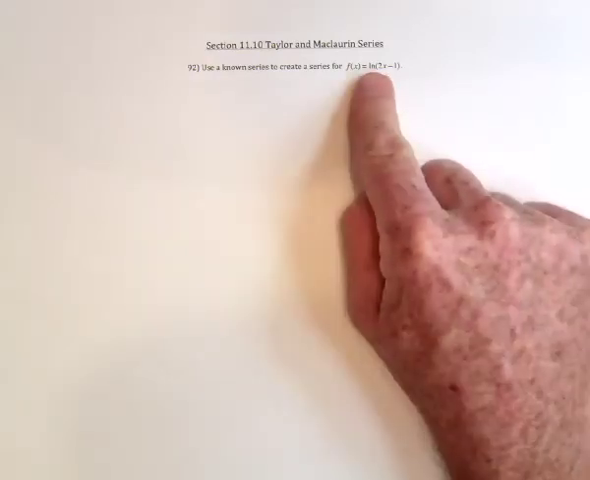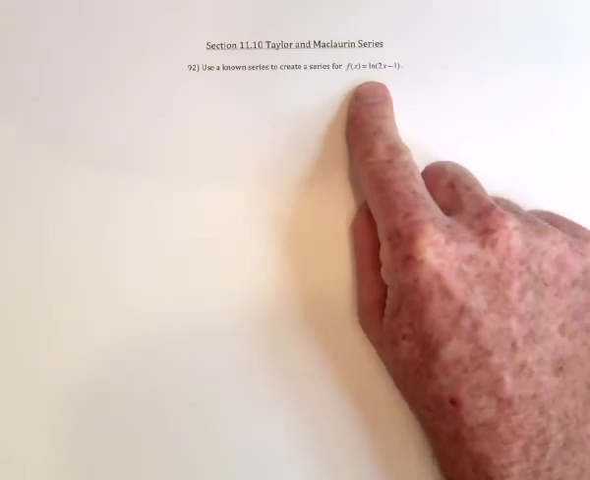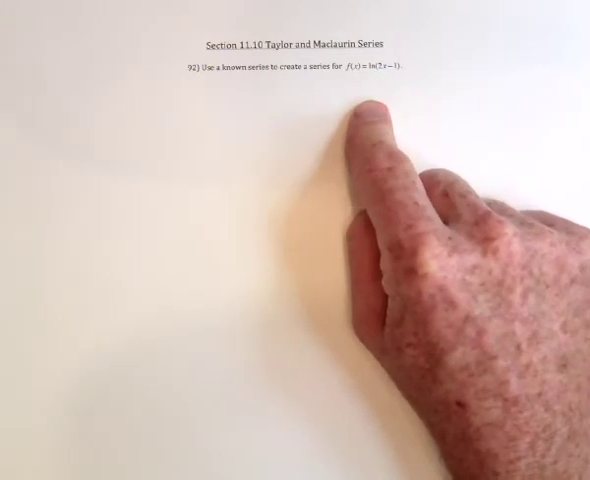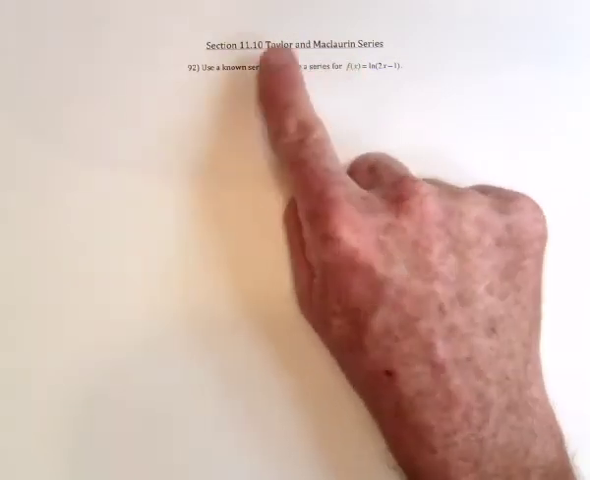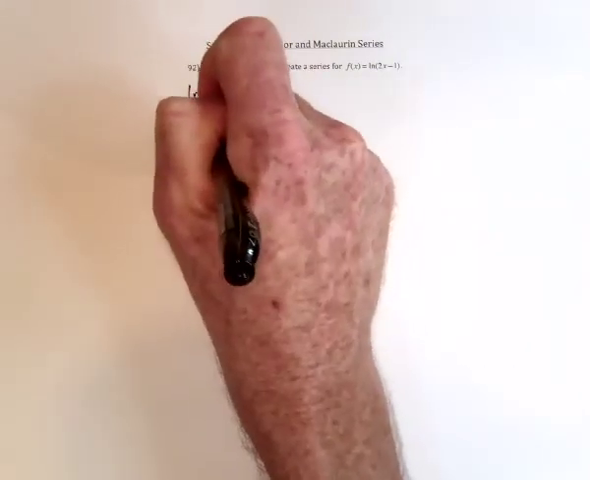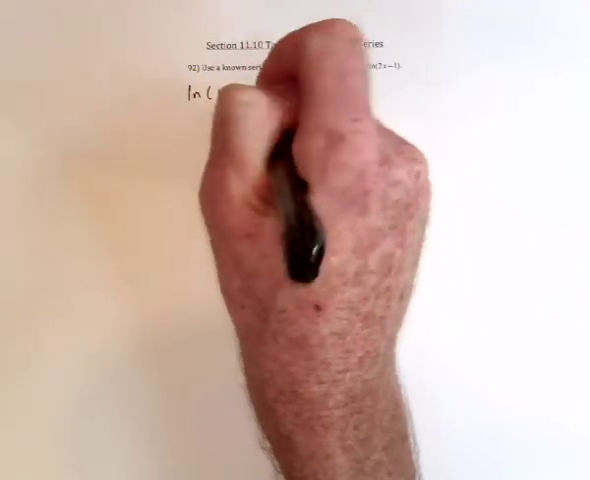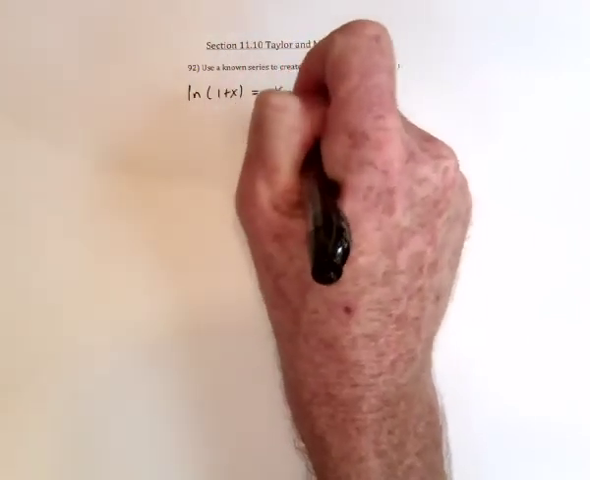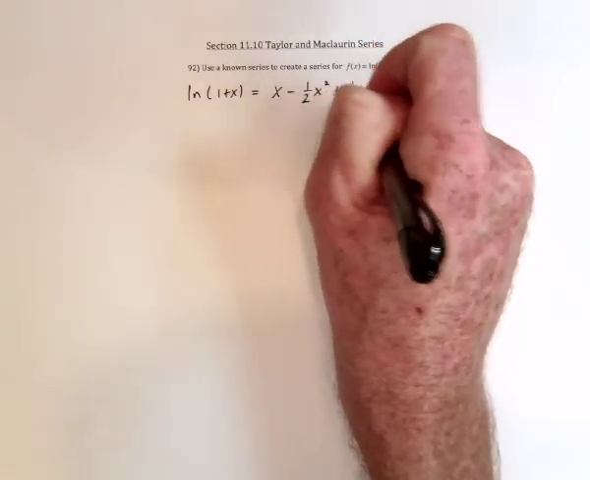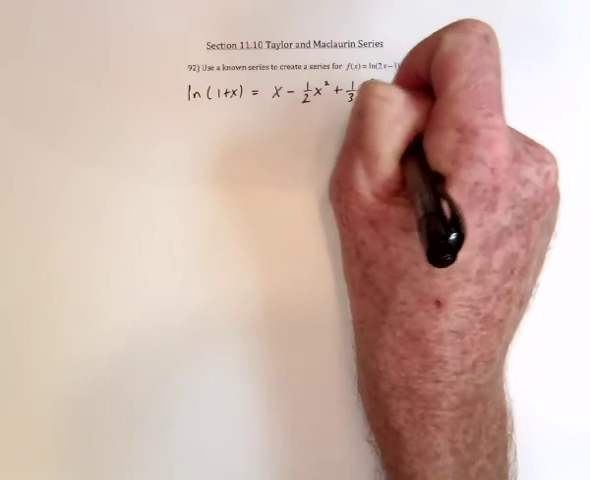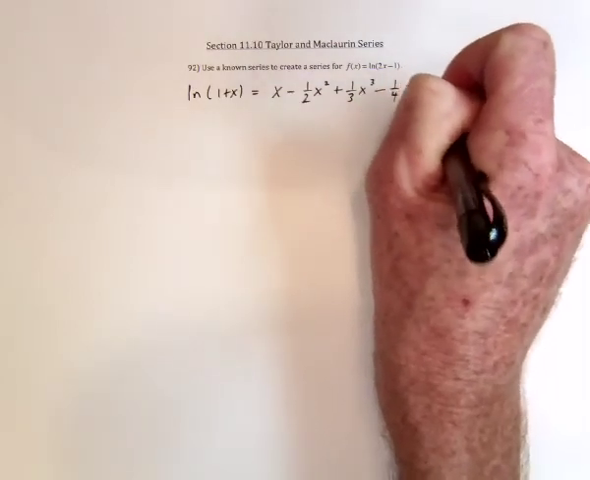So instead of using the definition of Taylor and Maclaurin series, which says take the derivative, the second derivative, the third derivative, the fourth derivative, and then substitute 0 in Maclaurin's case, other numbers in Taylor's case, instead of doing that, start with the series that you already know. So for example, you might look at the natural log has a series that looks like x minus 1/2 x squared plus 1/3 x to the 3 minus 1/4 x to the 4, etc.